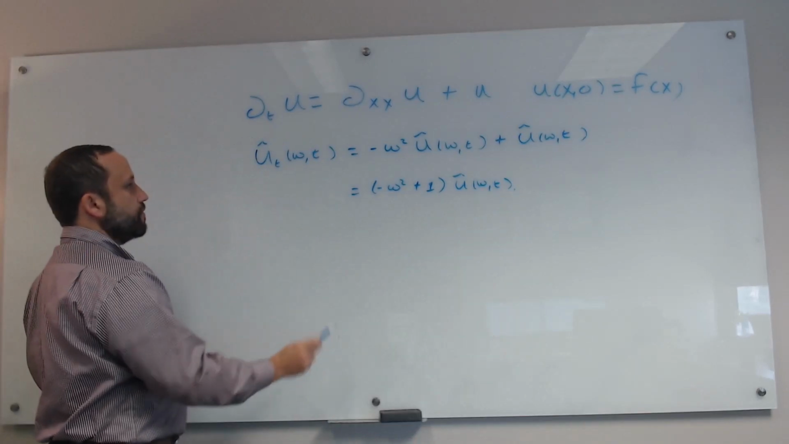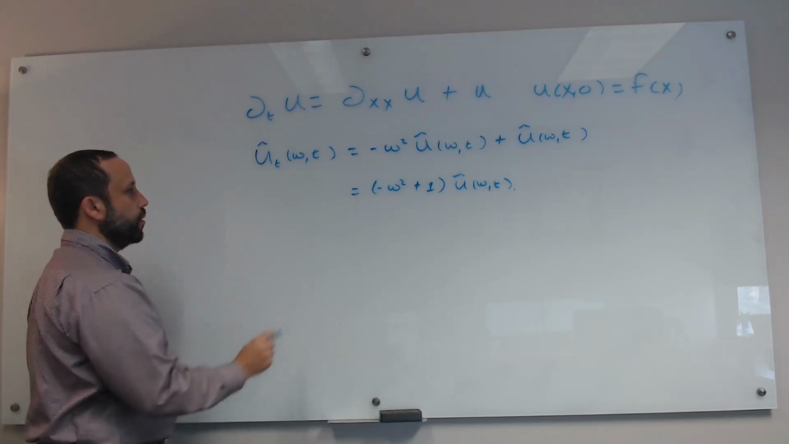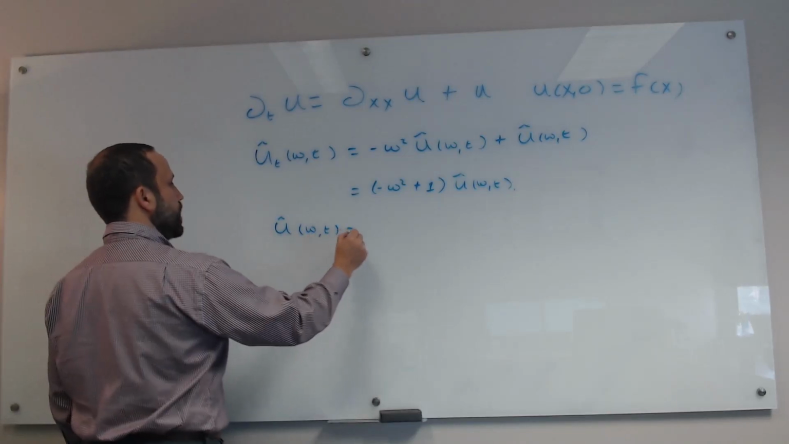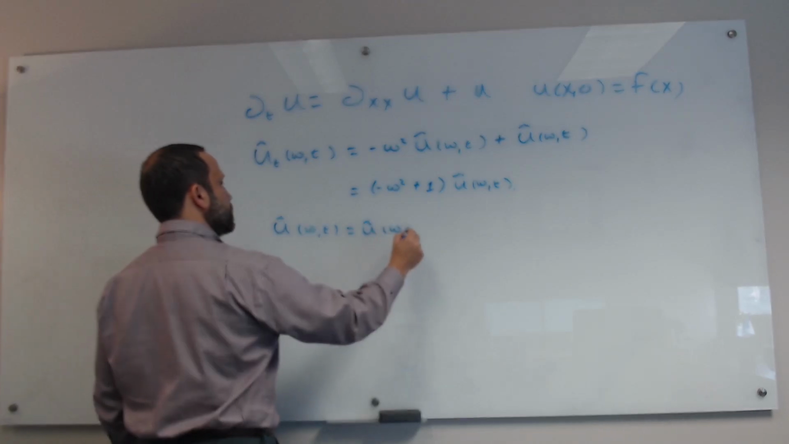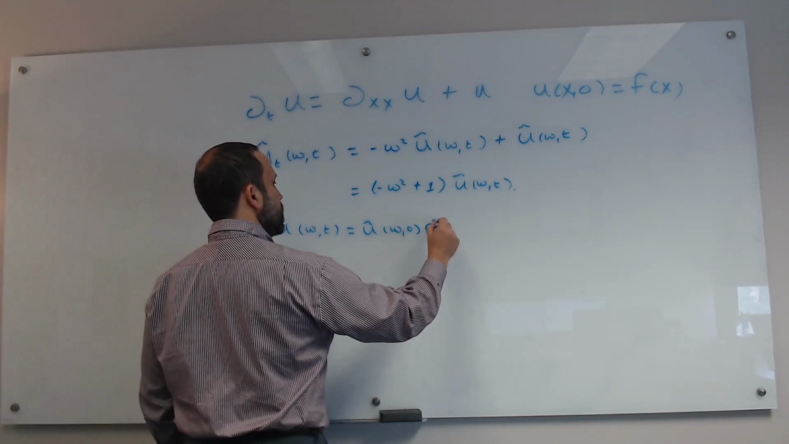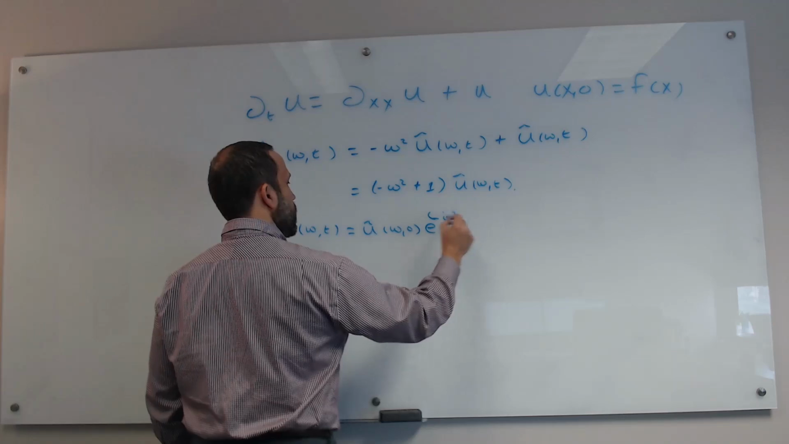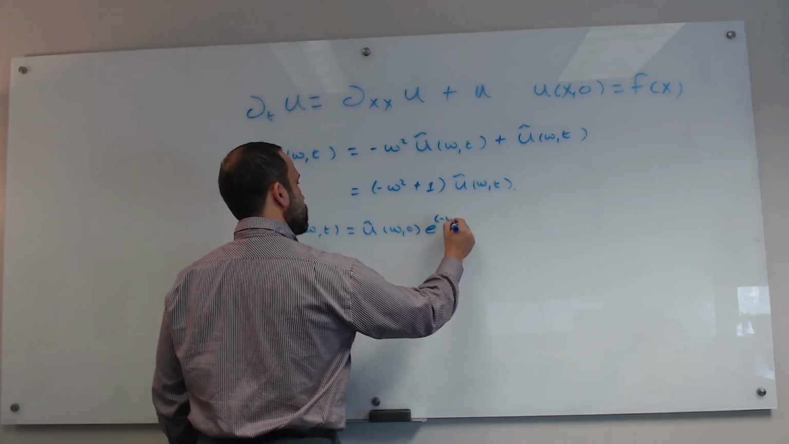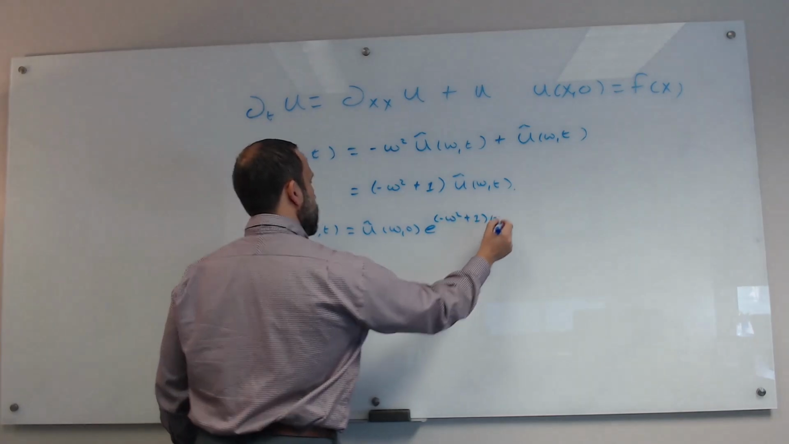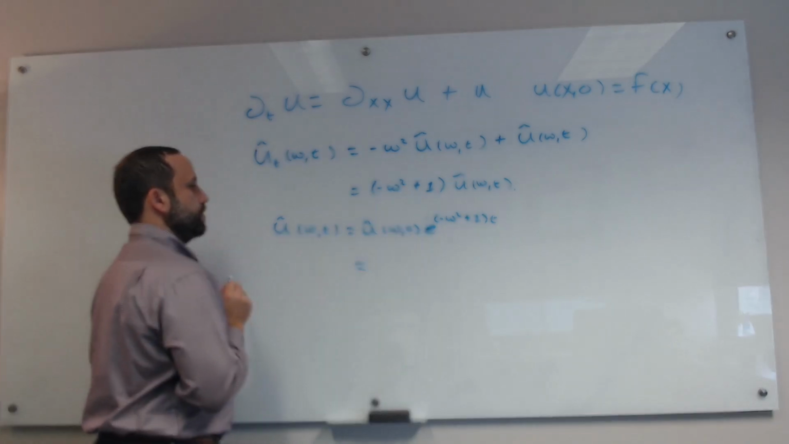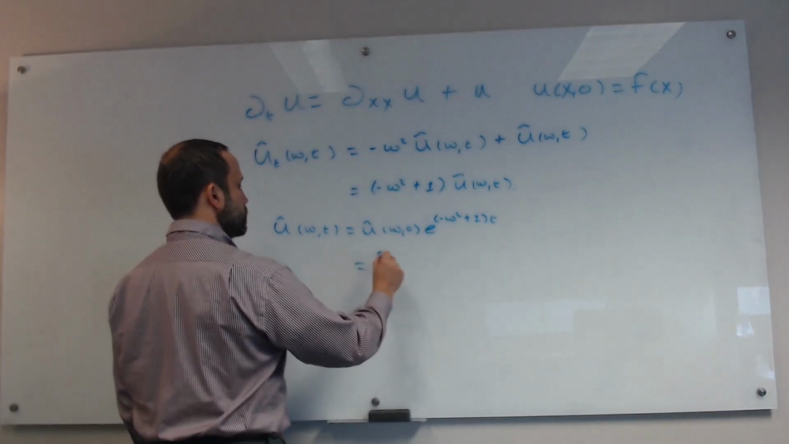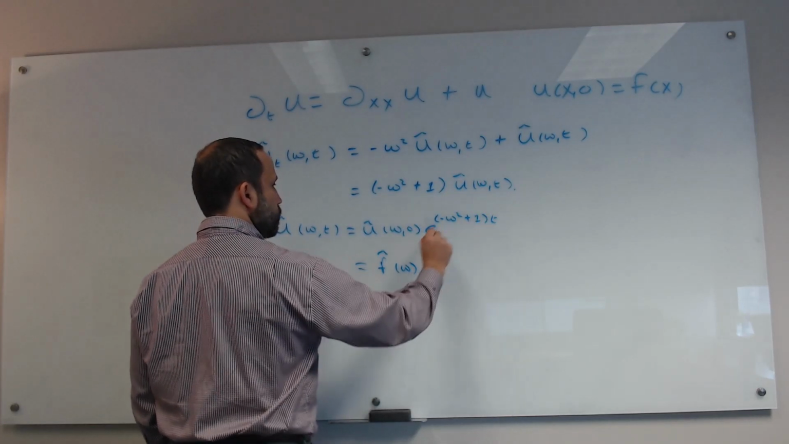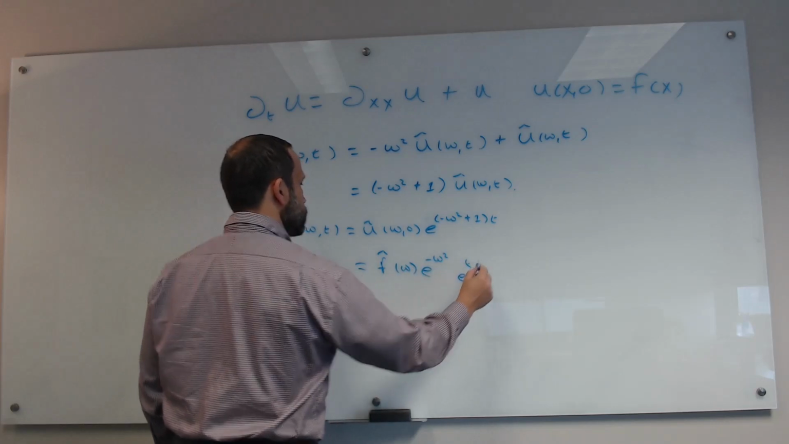And I notice that for a fixed omega, this is an ordinary differential equation in the t variable, and the solution is u hat of omega, t is equal to u hat of omega, 0 times e to the minus omega squared plus 1 times t. But this right here is just the Fourier transform of the initial data. So this is just f hat of omega times e to the minus omega squared t, and I can write this as e to the minus omega squared t times e to the t.